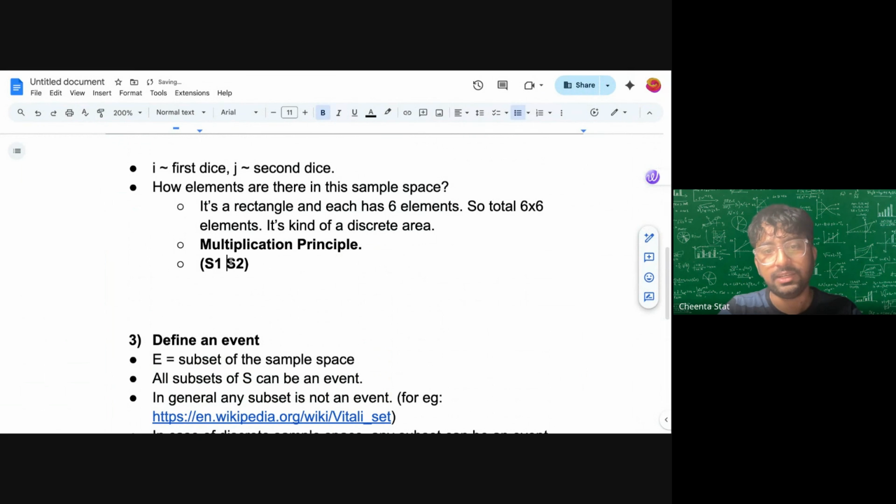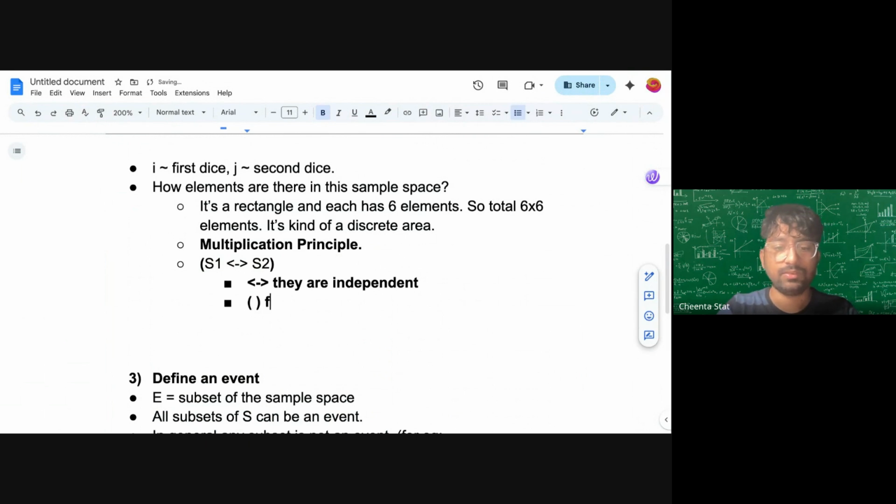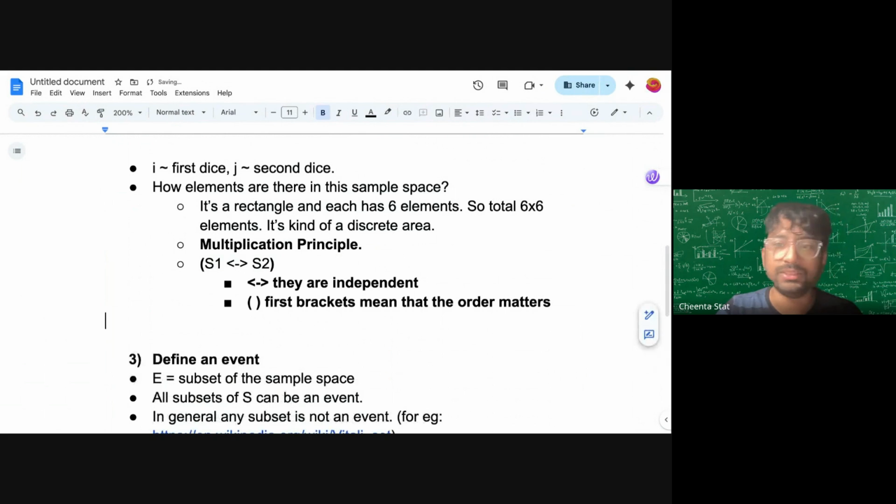And I represent it like this, they're independent of each other. So it's both arrows. That means they're independent of each other. Okay, like this notation. The first bracket implies that the order matters. And when you're taking a tuple, i comma j is different from j comma i.